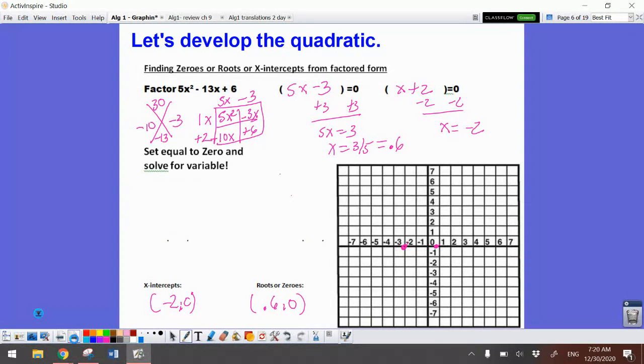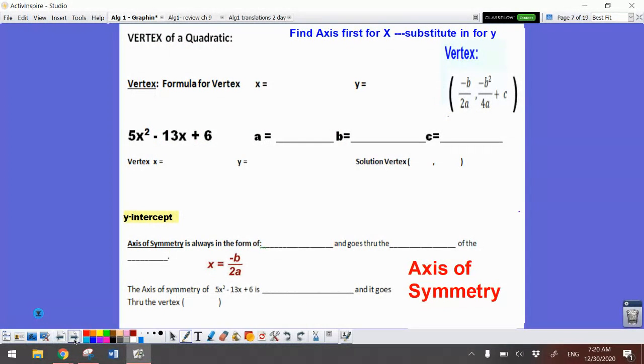All right, let's go ahead and continue here, and we'll add to our picture in a little bit. When we find the vertex, we have to make use of -b over 2a comma -b squared over 4a plus c. We have to make sure and use that whole formula. So the x part is the -b over 2a. The y value is the -b squared over 4a plus c. And we have to really be careful that we don't lose this negative and that c. So in this case, a is 5, b is -13, and c is 6. So let's go ahead and substitute in.